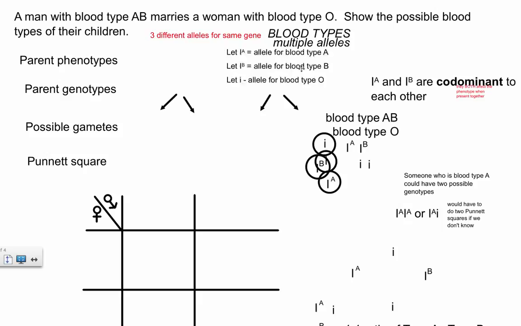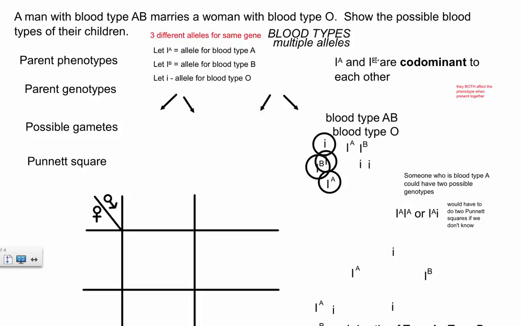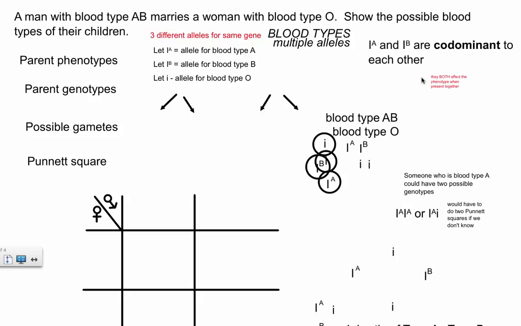But in this case, we have two dominant alleles, two dominant forms. They are IA and IB, and IA and IB are co-dominant to each other. What that means is, if I get an IA from my mother and an IB from my father, I will express both of them and I'll have a special phenotype of AB type blood. So they're co-dominant, which means they both affect the phenotype when they are present together.